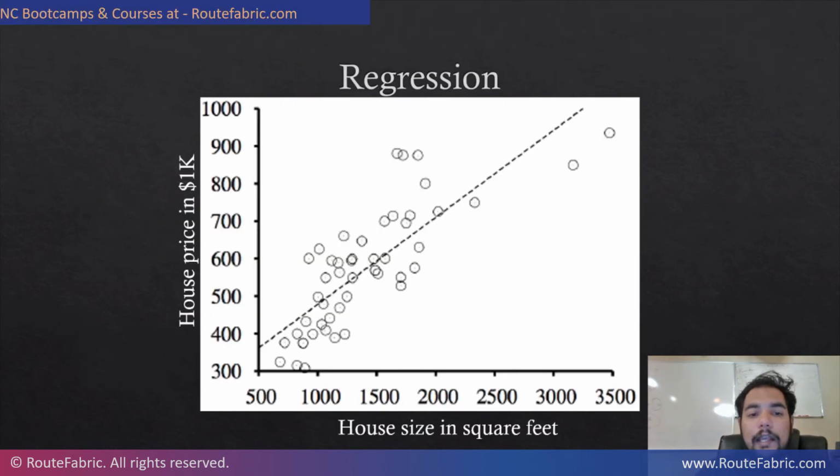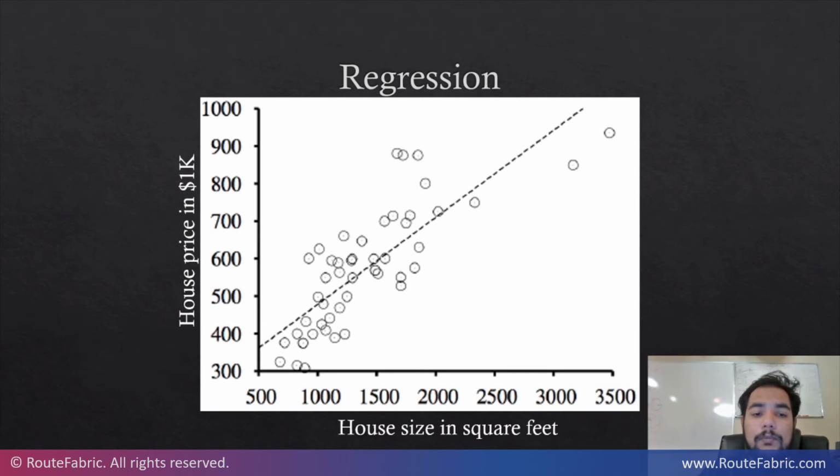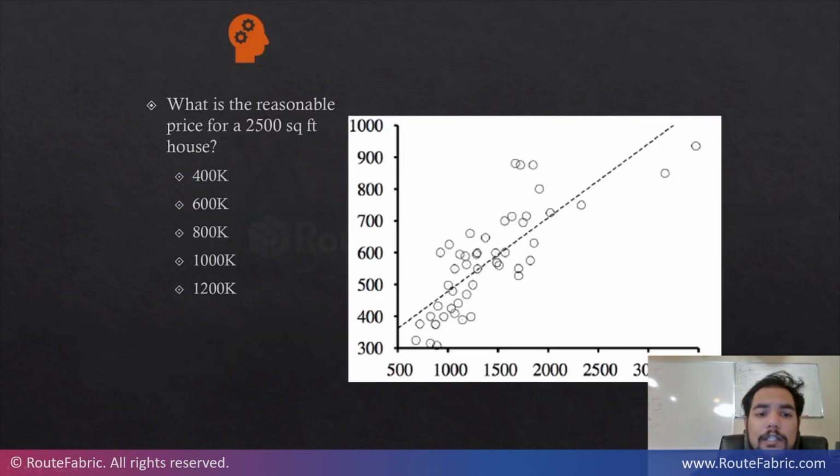Now let us look at some supervised learning examples. First, we have the regression. A regression model is one of the techniques in supervised learning which draws a line based on the data which best fits the information. Now let us see what's a reasonable price for a 2,500 square feet house. We can see that as we go up to the line, a 2,500 square feet house has a price of around 800K.